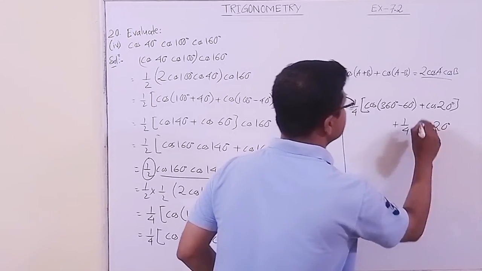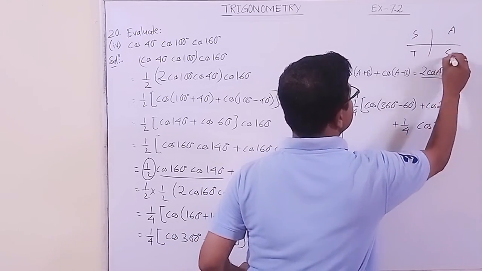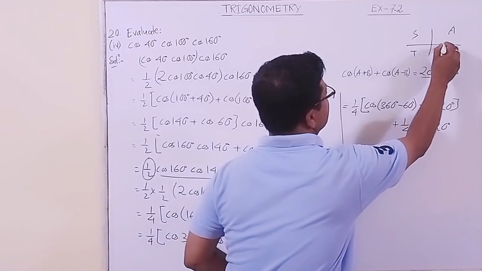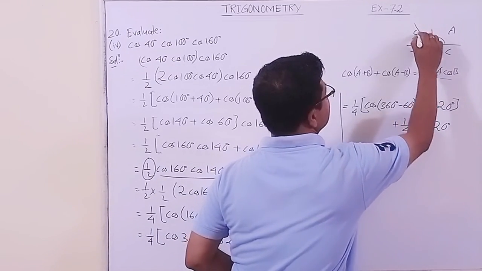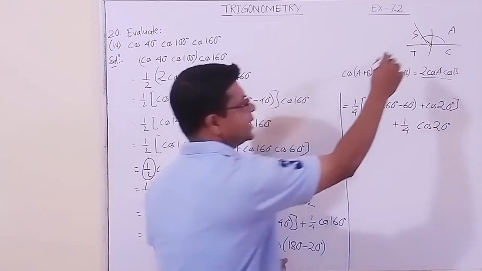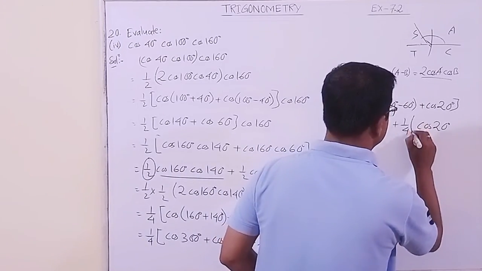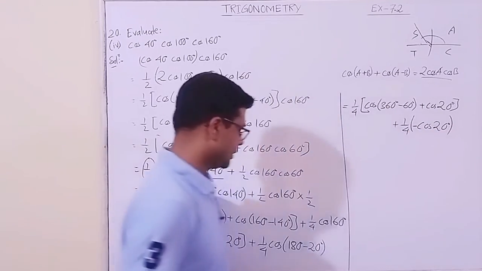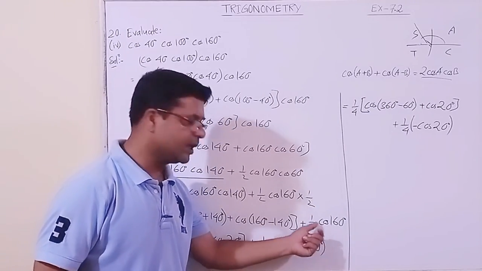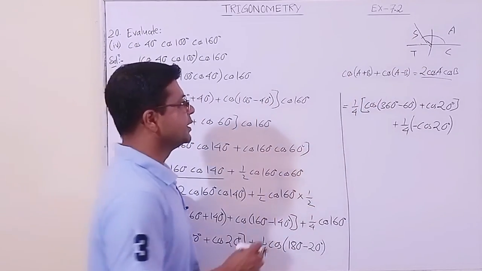Now it is plus or minus, I am showing here. This is ASTC. It is in which quadrant? 180, this is 180, 180 minus something. It is in this quadrant. It is in the second quadrant. In the second quadrant, cos is negative. So we shall write minus of cos 20. This is cos 180 minus 20, so it will be numerically cos 20, but its sign is minus because it lies in the second quadrant.